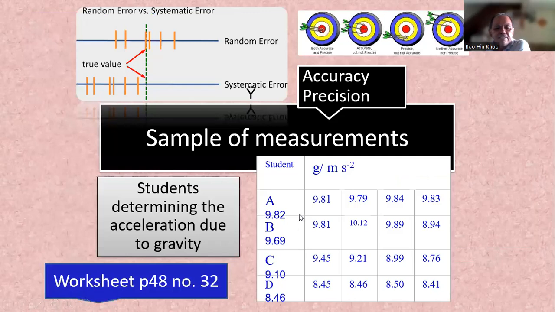Or we can see a sample of measurement. Right? We are going to accuracy and precision. Sometimes we may have to measure not only one value, but a number of values to estimate the value of g. Right? A student determines acceleration due to gravity.